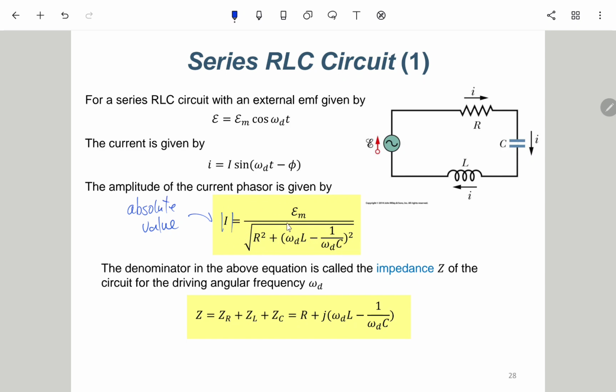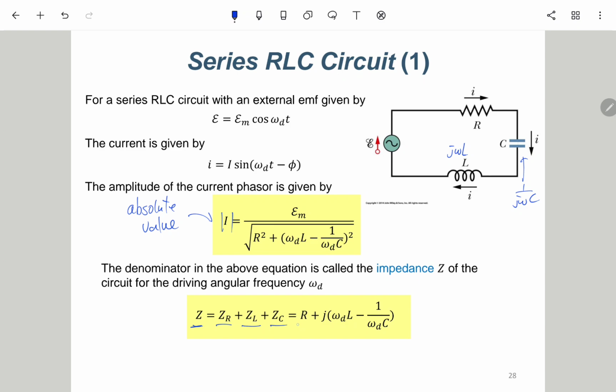Okay, so the idea here is like we have this E, we have R, so the impedance of R is R itself, but the impedance for L and C are not L and C only. Okay, so the impedance for the L should be j omega L, and this is 1 over j omega C, and these R, L, C are in series. Okay, so for series impedance, they can be added together. So the total impedance Z is ZR plus ZL plus ZC.